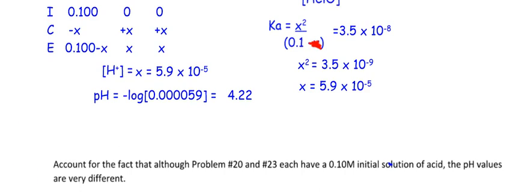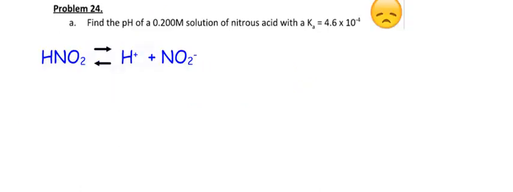Okay, so let's take a look at problem number 24. It says find the pH of a 0.2 molar solution of nitrous acid with a Ka of 4.6 times 10 to the negative 4.